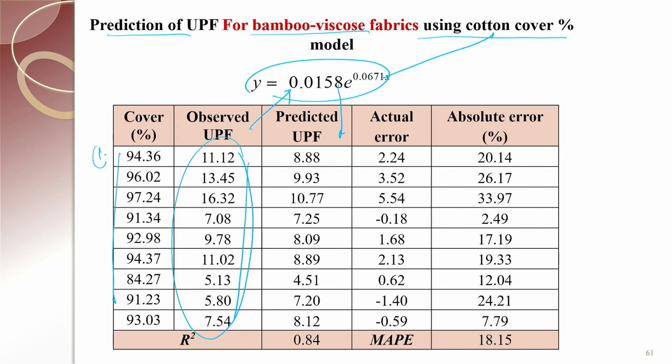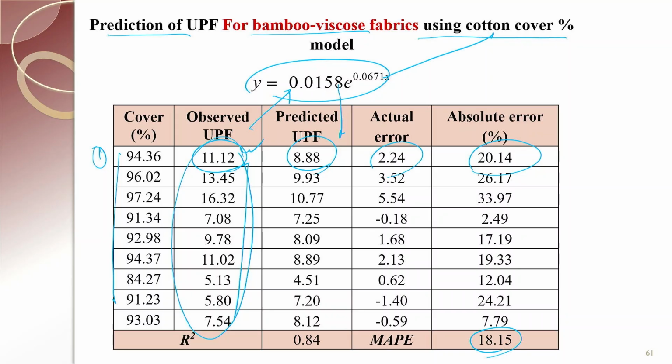So, for sample 1, the actual observed UPF is 11.12 for the viscose fabric, but if we predict using the cotton cover model, it is predicting 8.88. So, the actual error is 2.24 and the absolute error percent is 20%. So, we can see the mean absolute percent error becomes very high.